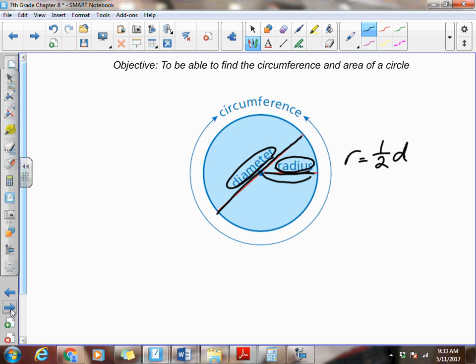And then lastly, you're going to hear the word circumference a lot. Circumference is the distance around the outside of a circle. It's kind of like perimeter on polygons, but when we're dealing with circles, we call that distance around the outside circumference.